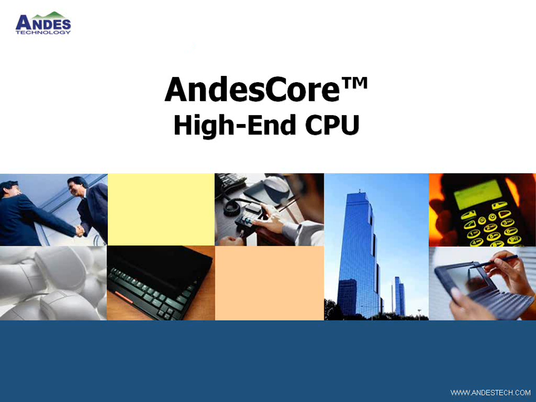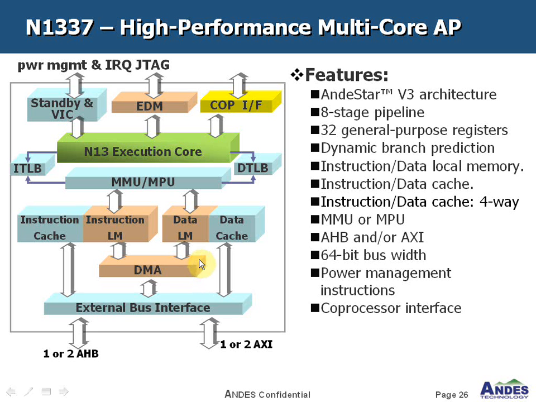Next, I will talk about this core high-end CPU. The listed CPU is a high-end CPU, N13. N13 is a high-performance multi-core application processor. It is based on N10, but it has an 8-stage pipeline. It gets better performance. N13 can set cache way at more than 4 ways.